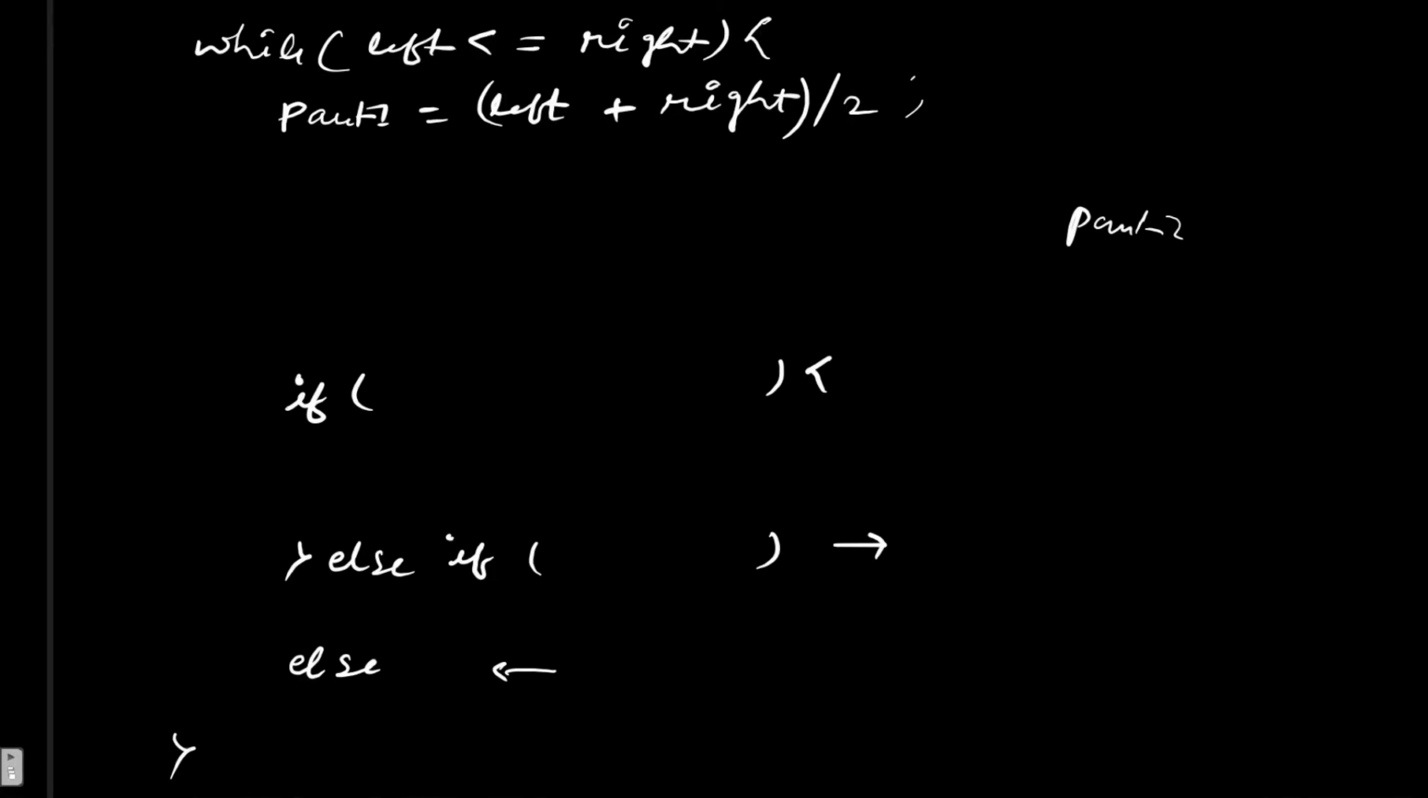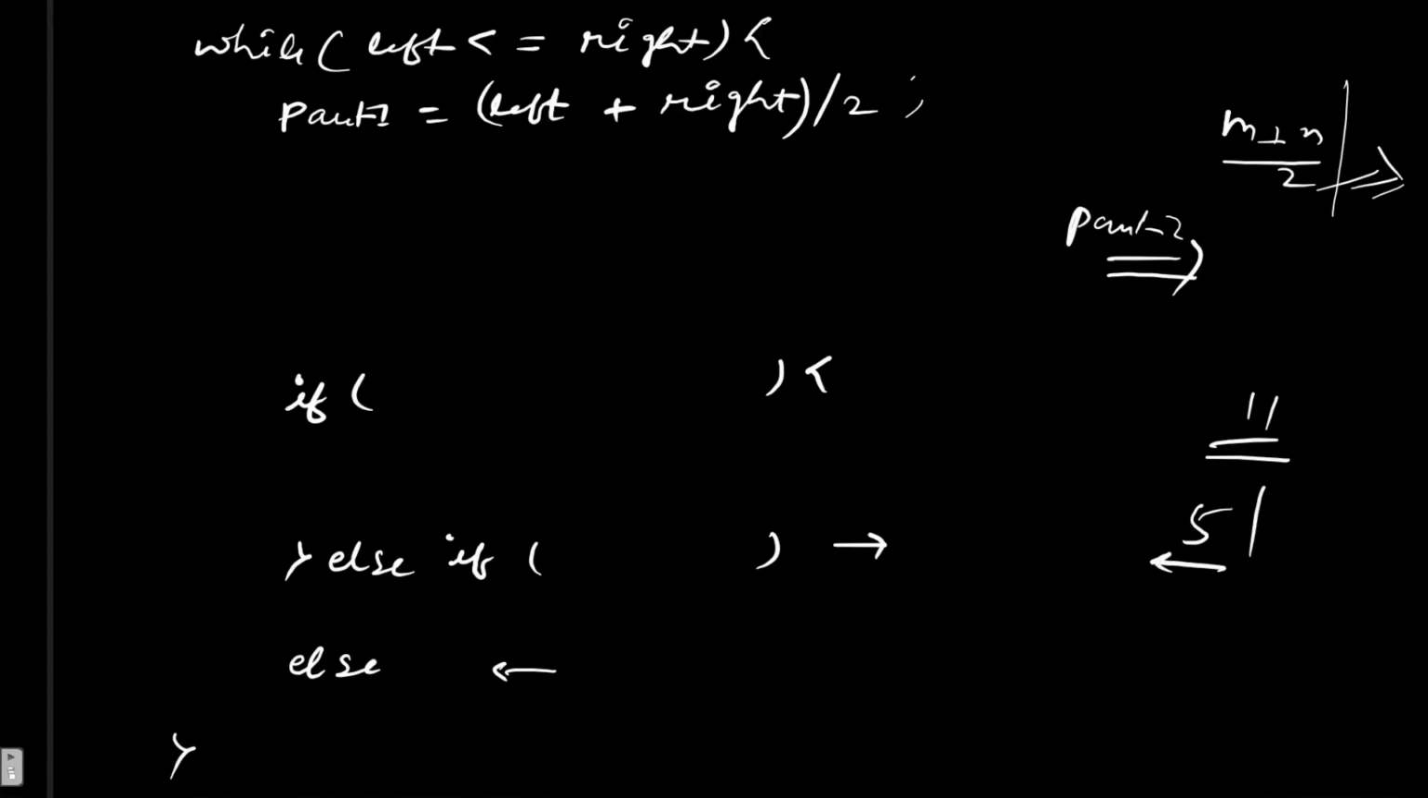For finding partition 2, as we know, m plus n by 2 elements should be on the left side and m plus n by 2 elements should be on the right side in the case of an even array. But what if you have an odd array? Let's say we have an array of size 11. In this case, either we can keep 5 elements on the left side and 6 on the right side, or 6 elements on the left side and 5 on the right side. So we can do this by using m plus n plus 1 by 2.